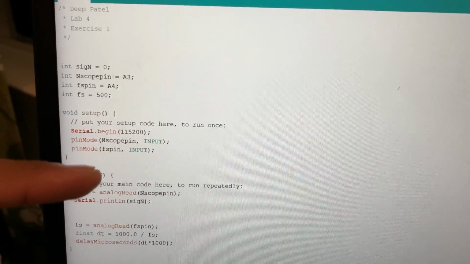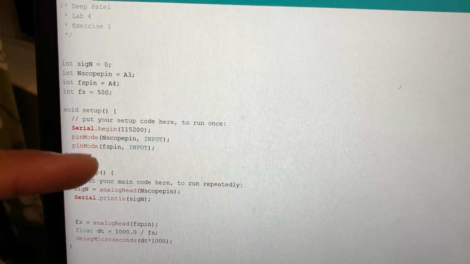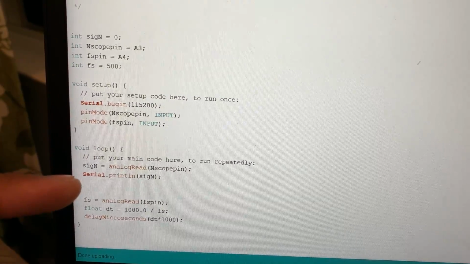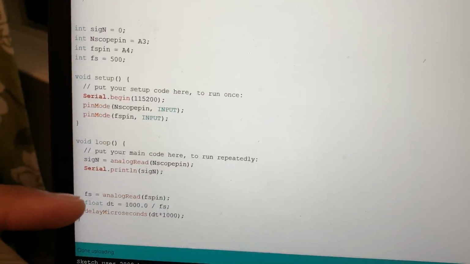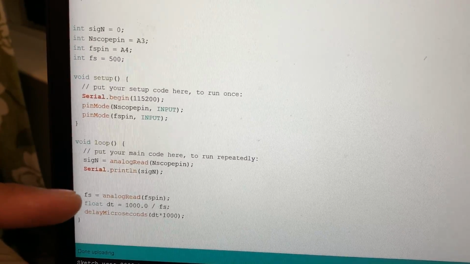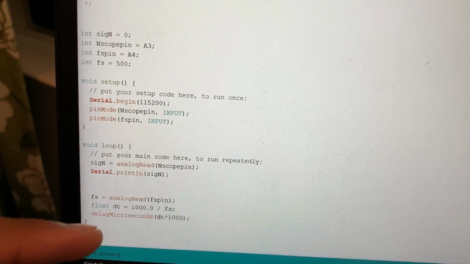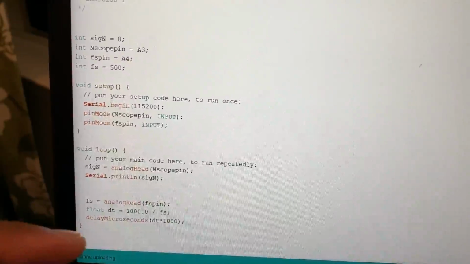So I have pin mode input for the oscilloscope pin and the sampling frequency. And I'm reading in the signal for the oscilloscope right there. And I'm reading in the potentiometer value right there, Fs equals analog read. And I'm defining my period dt right there, and my delay is right there.